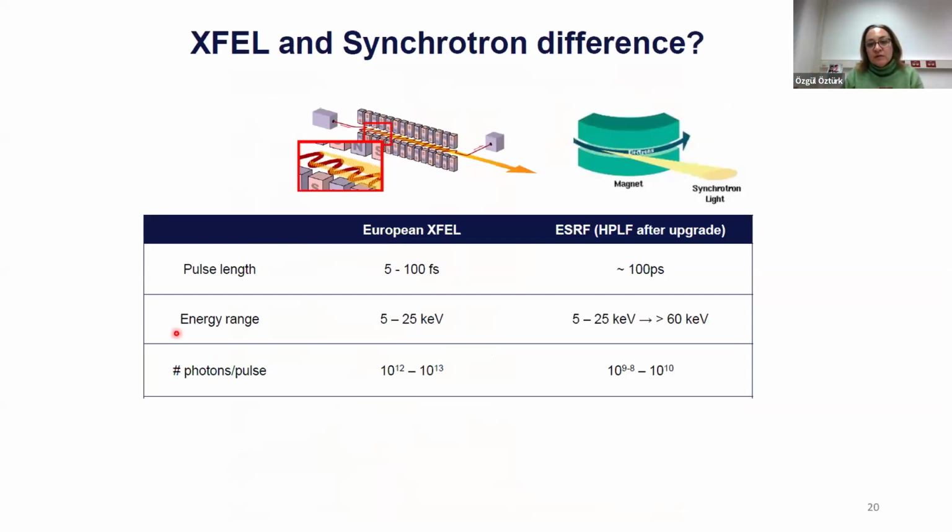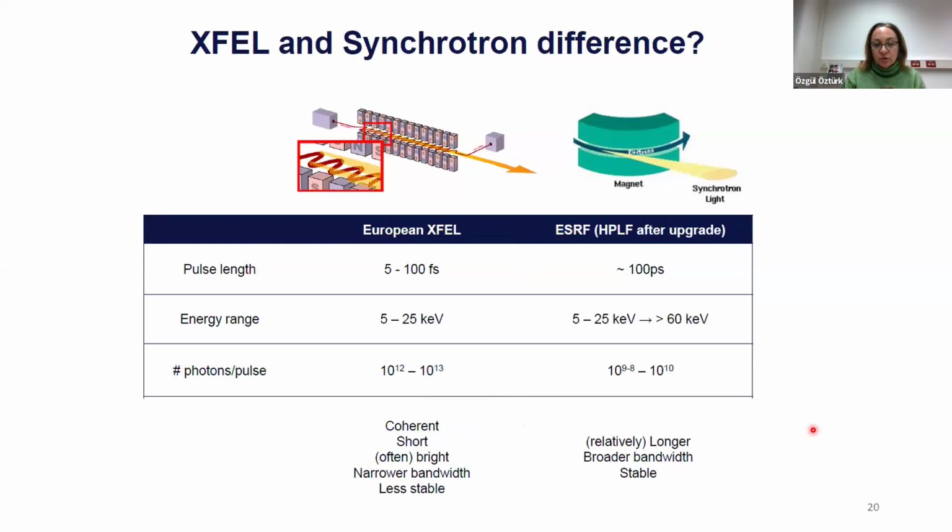So yeah, here you see the difference in pulse length, energy range, and number of photons per pulse for XFEL and for synchrotron radiation; these are taken from ESRF. For XFEL, we can say we have coherent, short, bright, narrower bandwidth. And yes, it is less stable. For synchrotron, the pulse is relatively longer, it has a broader bandwidth, and it is much more stable than XFEL.